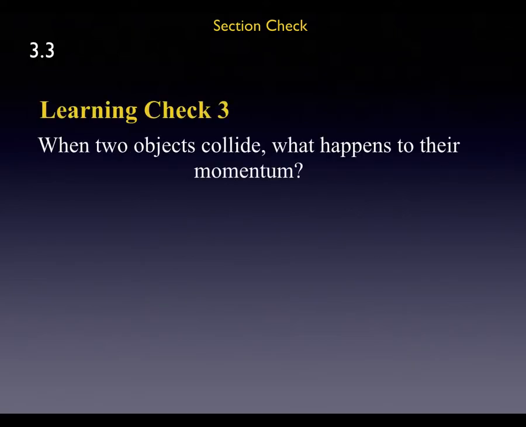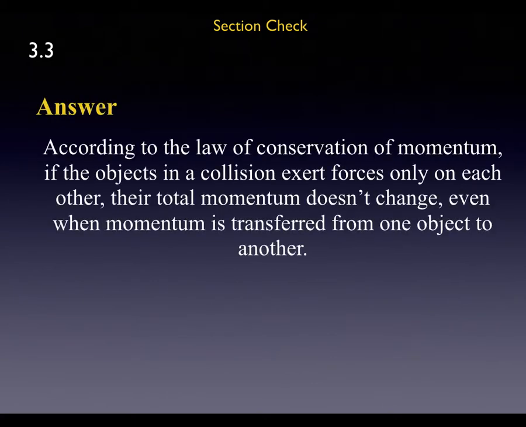When two objects collide, what happens to their momentum? The answer, according to the law of conservation of momentum: if the objects in a collision exert forces on each other, their total momentum does not change, even when momentum is transferred from one object to another. So I explained this in one of our discussion questions. If you have a car crash and the car comes to a stop, it changed from kinetic energy to thermal energy to light to sound energy. So it's the same thing with momentum. The law of conservation of momentum says momentum can't just disappear. It's just going to change forms.